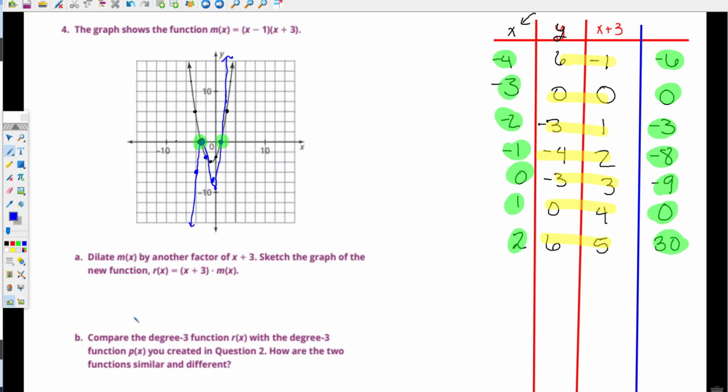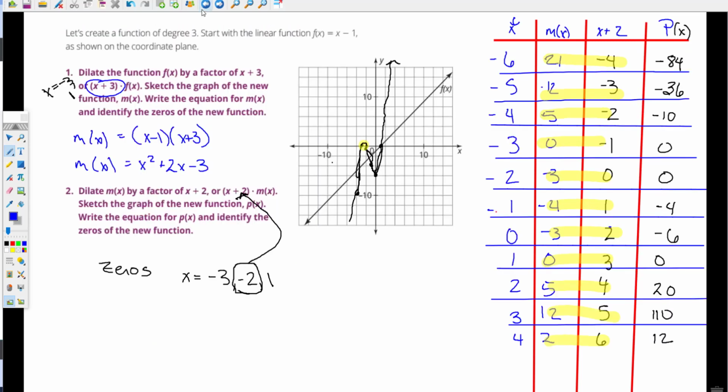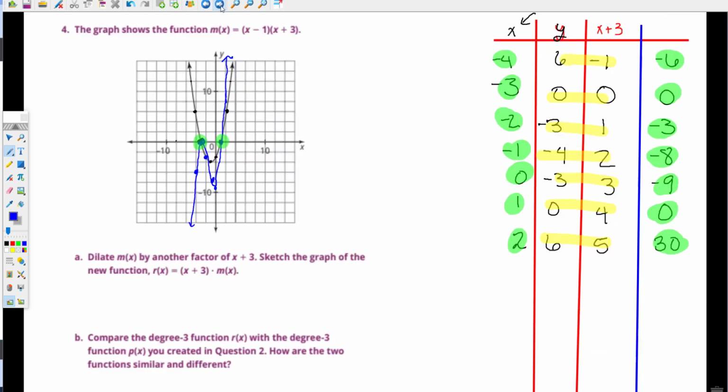So we had one where, so how many zeros did this one have? How many times did it go through? 2. So this question had 2 zeros. How many zeros did this one have? You had 3. -3, -2, and 1. So we had one less 0, but we didn't cross it each time. We only touched it and went back. So that answers the question for B.